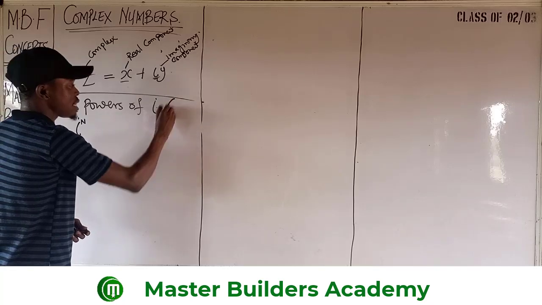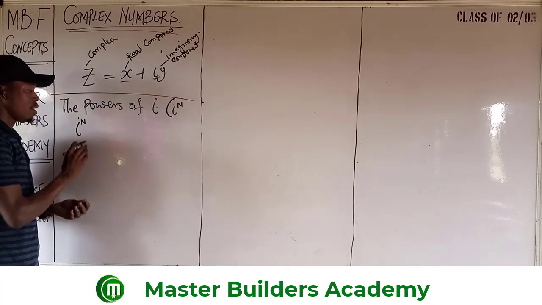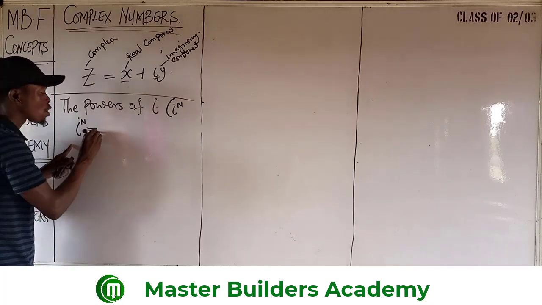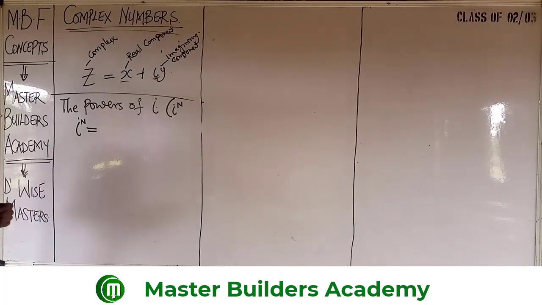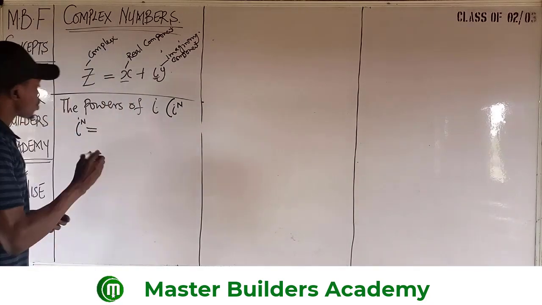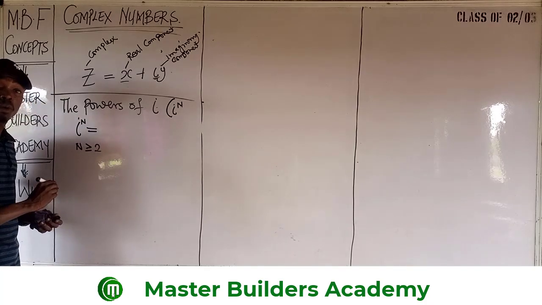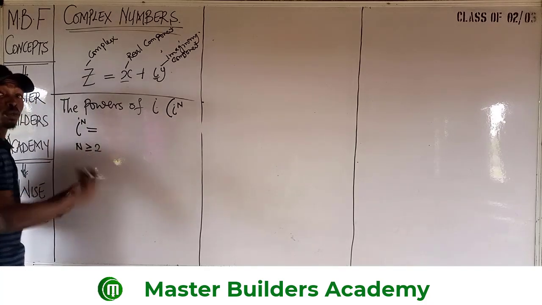So I can put this here: i raised to the power of n. It can be small letter n, anything. Okay? So this i raised to the power of n has 4 possible outcomes. What we are actually talking about now is that n is greater than or equal to 2. That means the least value is 2, from 2 upward.